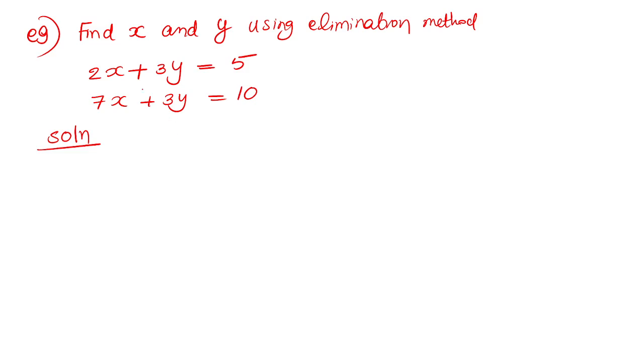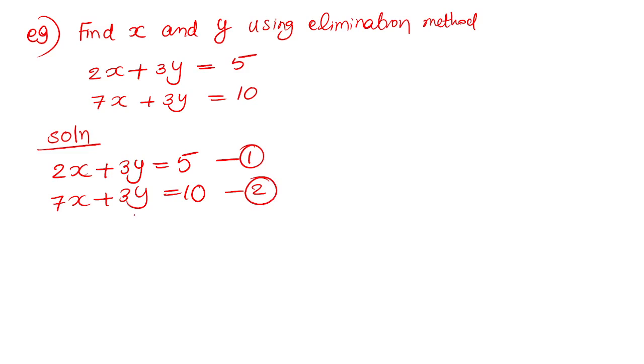We try to eliminate one of the variables. So let me write the equation again. 2x plus 3y equal to 5, equation number 1. 7x plus 3y is equal to 10, equation number 2. Adding the two equations will not help us. Nothing will be eliminated if you simply add them. So if I subtract, what happens? Yes, if I subtract, 3y minus 3y will be cancelled.